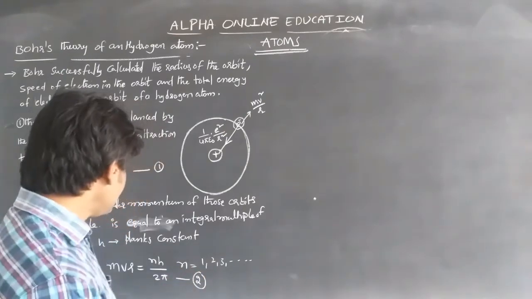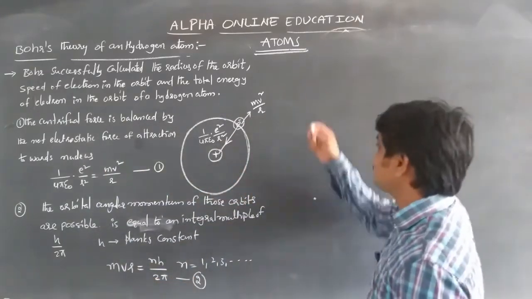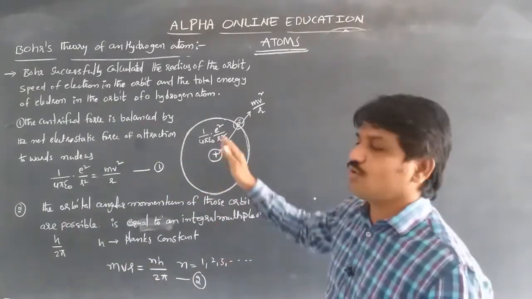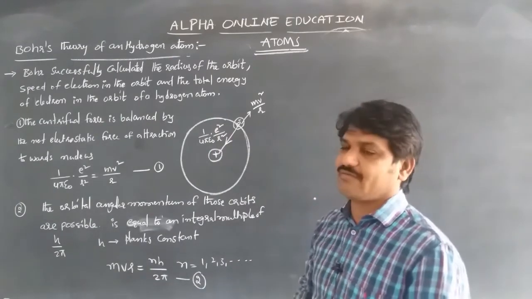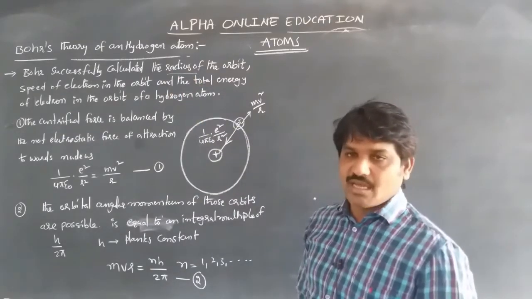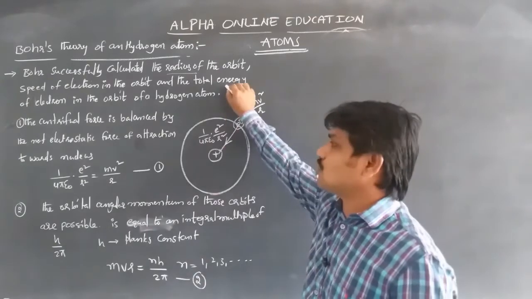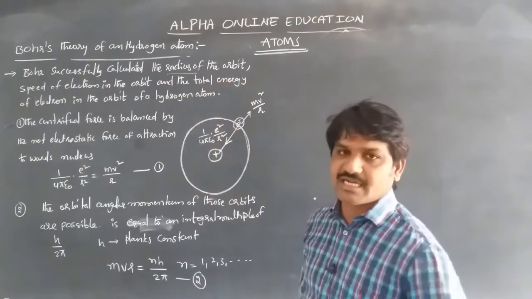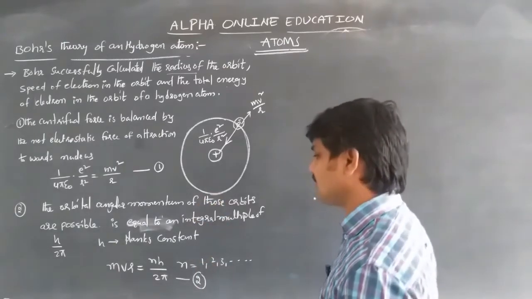By using these equations, Bohr successfully calculated the radius of the orbit, the speed of the electron in the orbit, and the total energy of the electron.